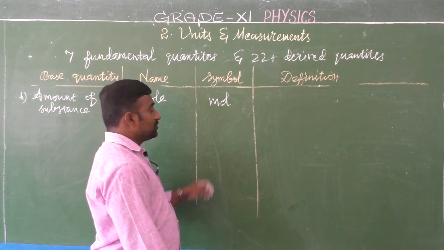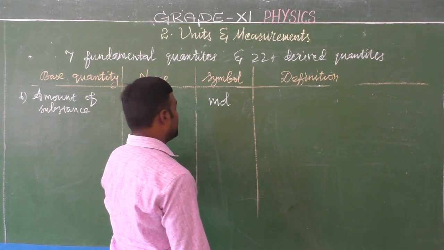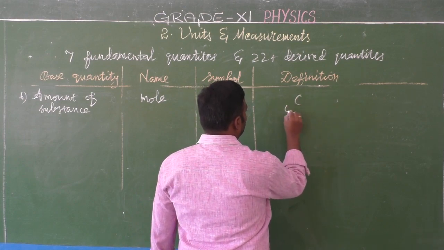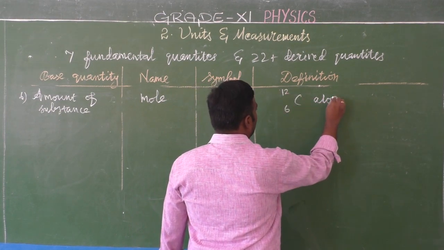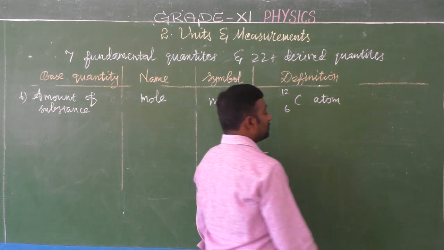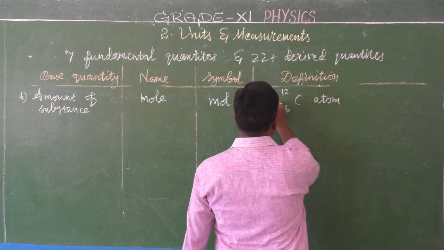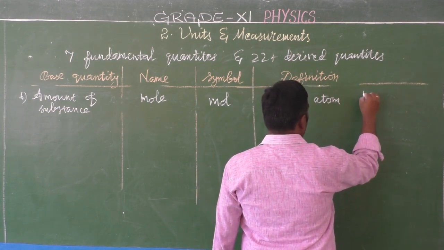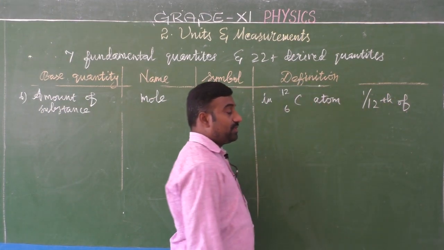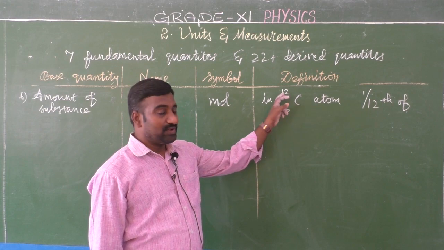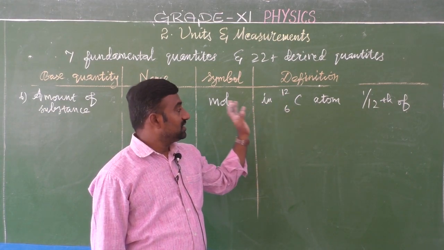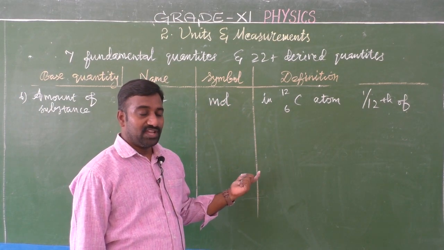Okay, so the mole is nothing but, see, we know the carbon-12 atom. So we have taken a carbon-12 atom, and in the carbon-12 atom, 1/12th gram is there. In that 1/12th of the carbon-12 atom, how many entities are there? That is equal to a mole. Can you understand?